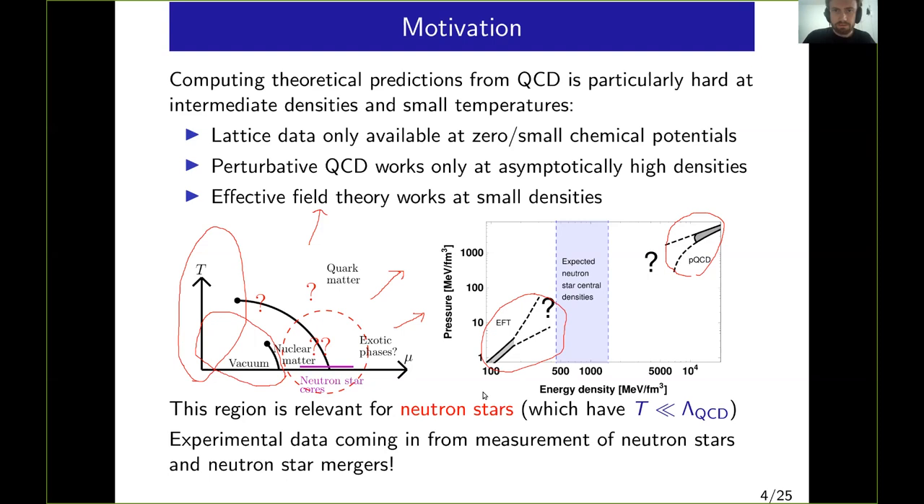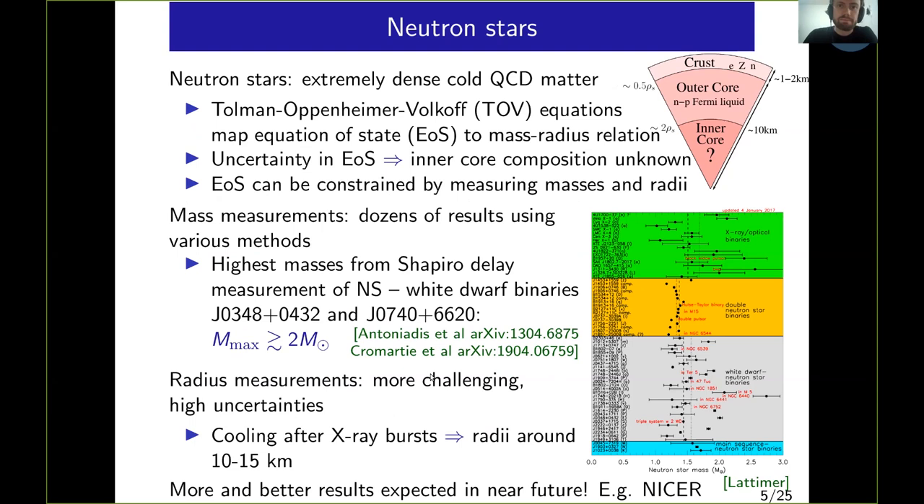I'll discuss some very basic stuff about neutron stars. Neutron stars are essentially lumps of extremely dense cold QCD matter. They have high temperatures, but compared to QCD scales, the temperatures are low, so we can treat them as cold matter in QCD. You can just consider a spherically symmetric configuration in GR and solve the corresponding GR equations, the Tolman-Oppenheimer-Volkoff equations, which map the equation of state to a mass-radius relation of the neutron star. But this means that because there is lots of uncertainty in the equation of state, there is uncertainty in the mass-radius relation, and in particular, you don't even know what the composition of the neutron stars is in their inner core.